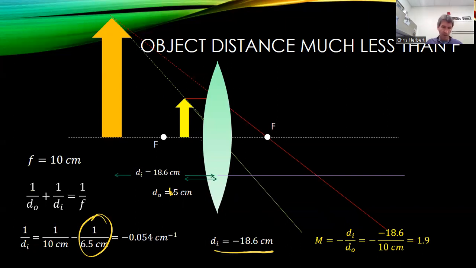Okay, so the fact that DI is less than 0 puts it on the left-hand side of the lens. And since the light goes from left to right, this indicates that physically this image is not forming. We can't project it onto a sheet or a screen. So yes, it's a virtual image, and it's 1.9 times larger than the original object. Again, this should be 6.5 centimeters here.